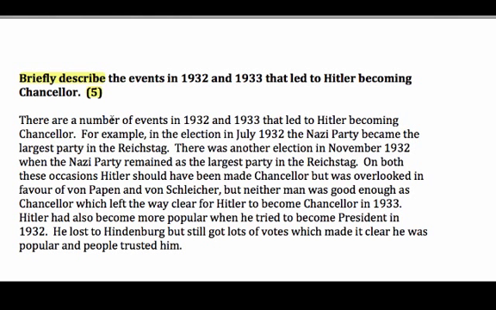question. So if we just look fully at the question now, briefly describe the events in 1932 and 33. There's our date range that led to Hitler becoming Chancellor. So Hitler becoming Chancellor are the key words. So we're looking for events that happened in 32 and 33. So let's have a look at this answer. I will highlight where they picked up marks.